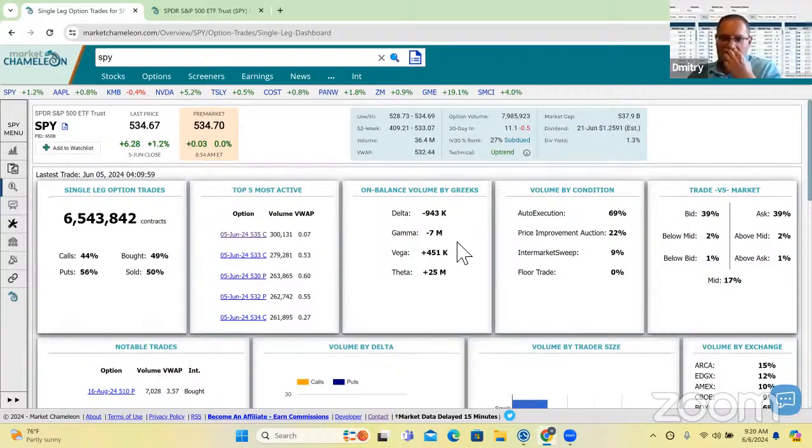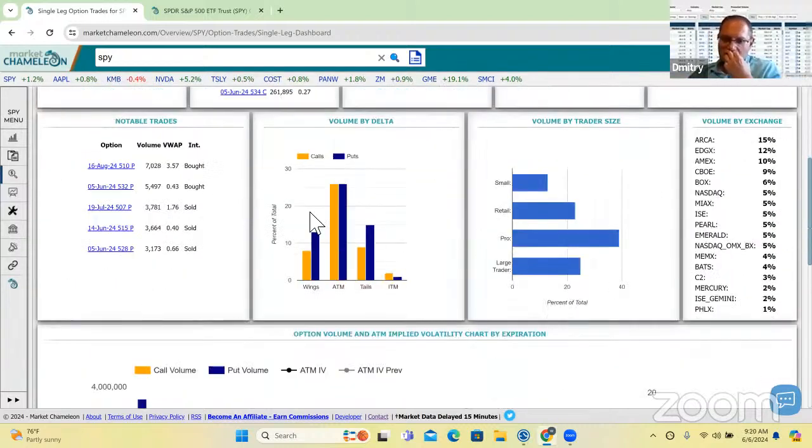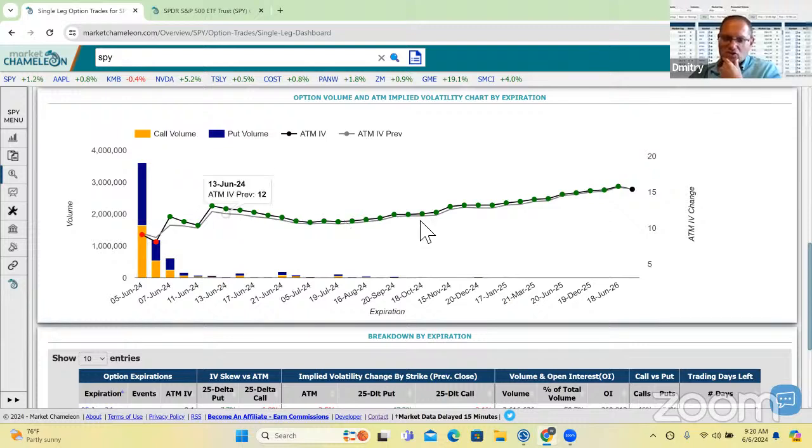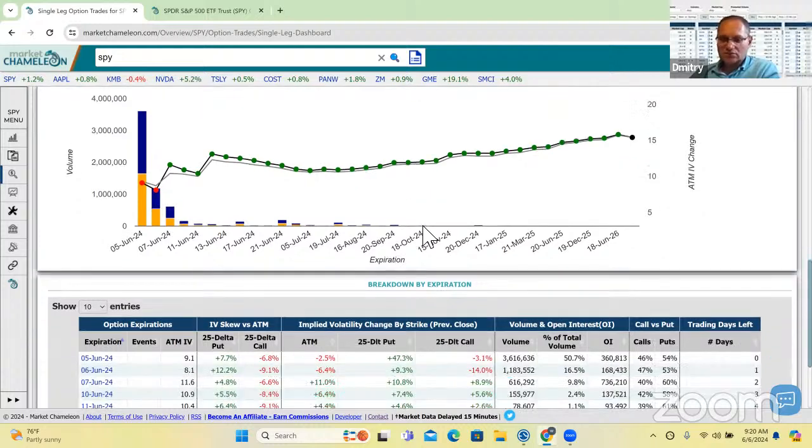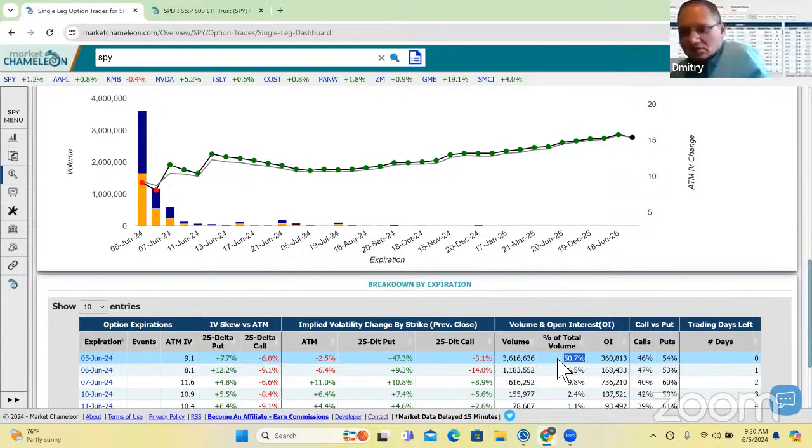So if I'm going to slide down here, here's what the term structure looks like in SPY. Okay, so here we have the volume of trades. And we could see here June 5th received most of the options volume. Even if I slide down here to this table, 50% of all the single leg trades traded in those zero DTEs, half of all the options volume.